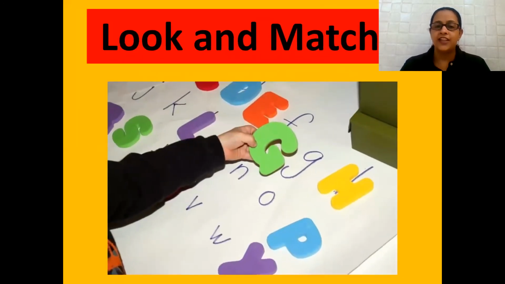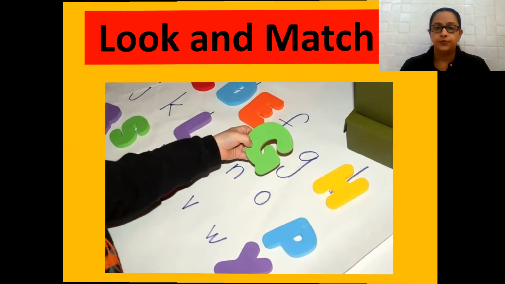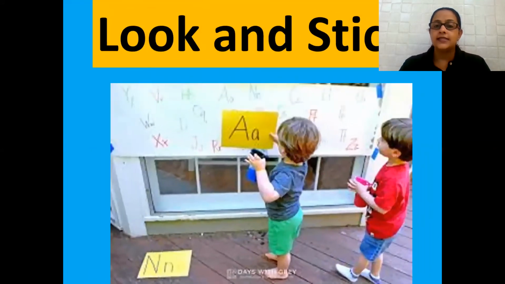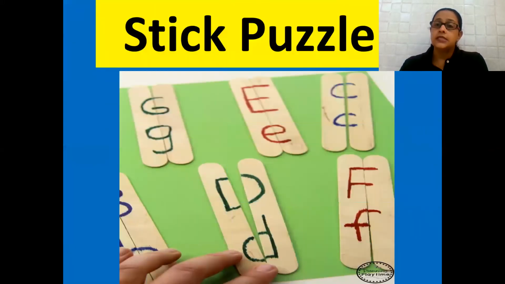Again, this is look and match, where they have to pick up the card or the letter or the foam letter. Some of them are using it for letters, look and match. The next is look and stick. This is also one of the methods where the child has to look at the board, pick up the particular letter and stick it on the board. The next is the stick puzzle. You can take any two sticks like this, just join them and write the letter. They have to match, and it will be a sort of puzzle of letters.